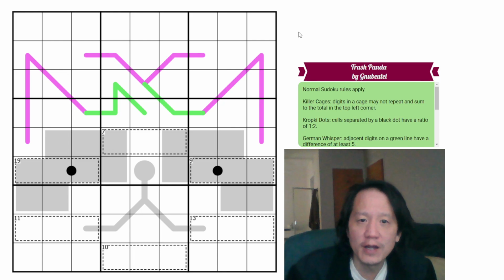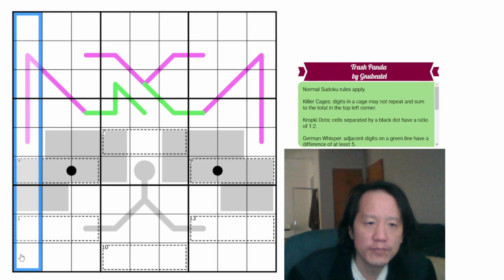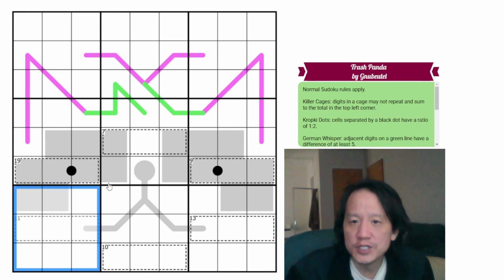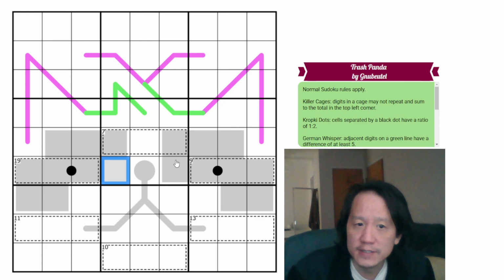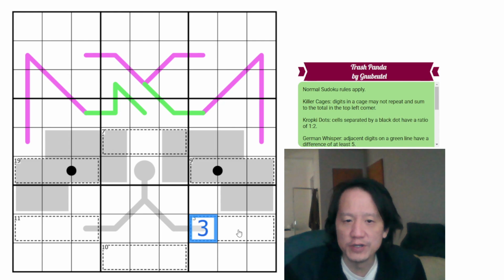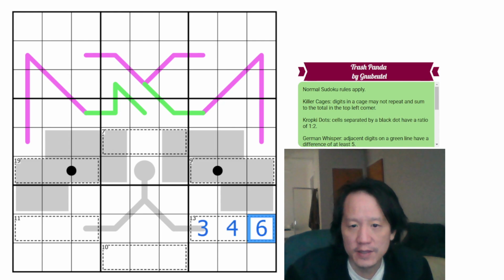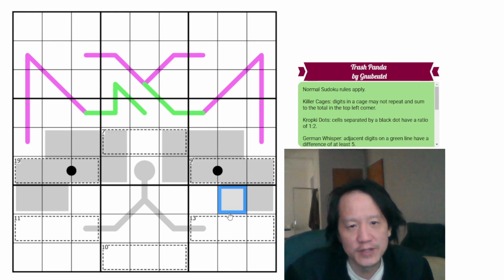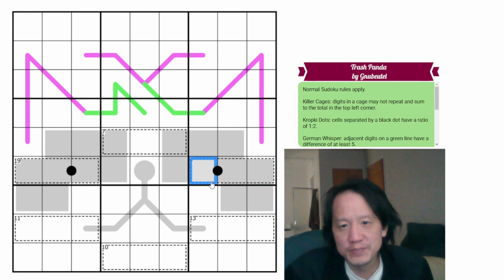Normal Sudoku rules apply, which means place the digits 1 through 9 once each in every row, column, and box. Killer cages. Digits in a cage may not repeat and sum to the total in the top left corner. So for example, these three digits must add up to 13. A valid example of this would be 3, 4, and 6. And that's how cages work. You cannot have repeats, but it's not that important because you can't have repeats in normal Sudoku rules too. So that eliminates most duplicates anyways.